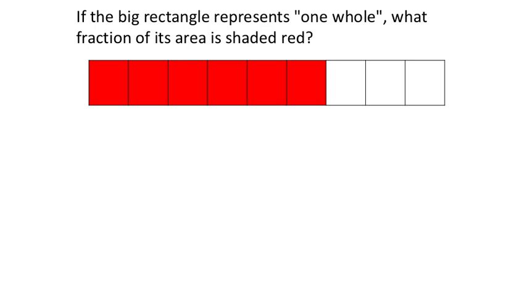So here we go. Here's our first example. If the big rectangle represents 1 whole, what fraction of its area is shaded red? Okay, so let's set up a fraction right here. Here's our fraction. So yes, the numerator is 6. There's 6 pieces that are shaded red. And then you got 6, 7, 8, 9 total pieces. So they're 9th size pieces.